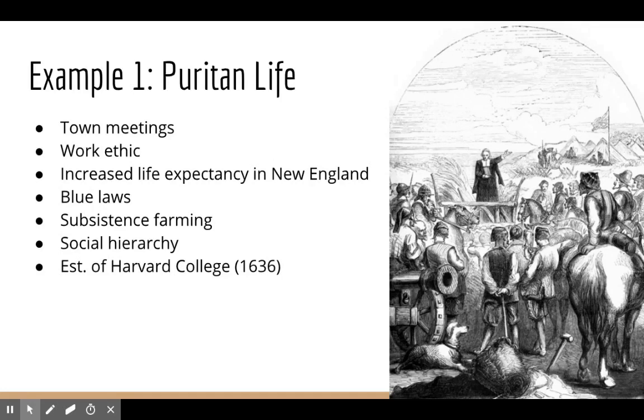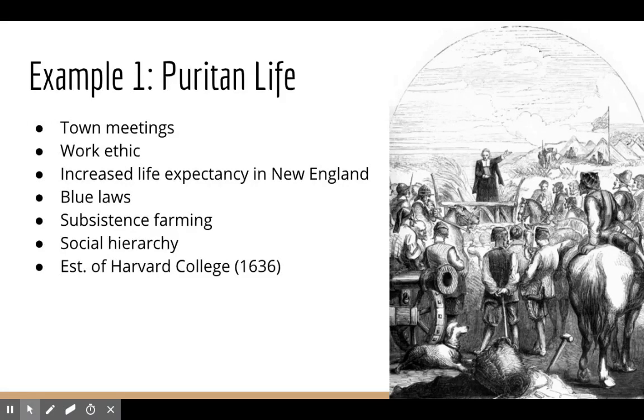They believed that hard work, discipline, and frugality were the result of a person's subscription to the values of the Protestant faith. They also had an increased life expectancy in New England. It was longer than in Britain and the southern colonies. They also had something called blue laws. These blue laws in the Puritan community enforced proper behavior in public. For example, my favorite is you weren't allowed to kiss in public.